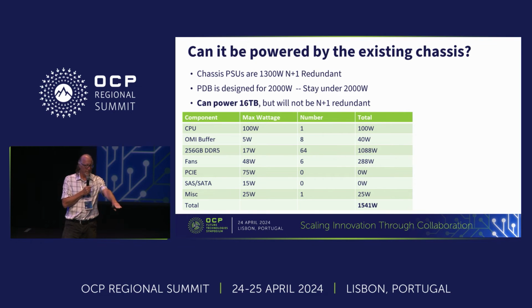If you wanted a higher power CPU, there's headroom, right? They're at 1541 watts. You've got to stay under 2,000 for the PCB, and not redundant. Again, 1,300 watt supplies. You'd have to do something else if you wanted redundancy. So you can definitely power 16 terabytes, even if you added in PCI and SAS SATA.